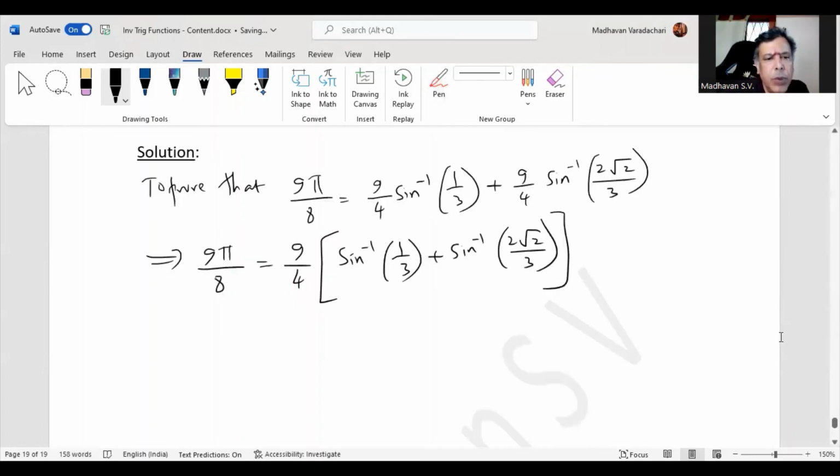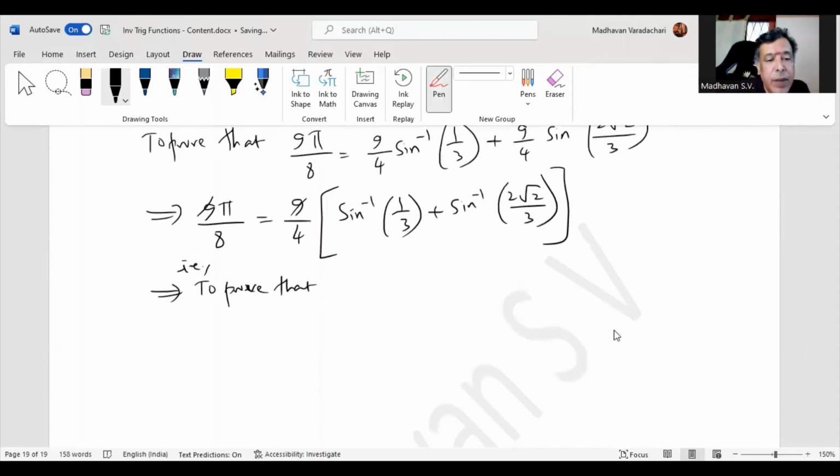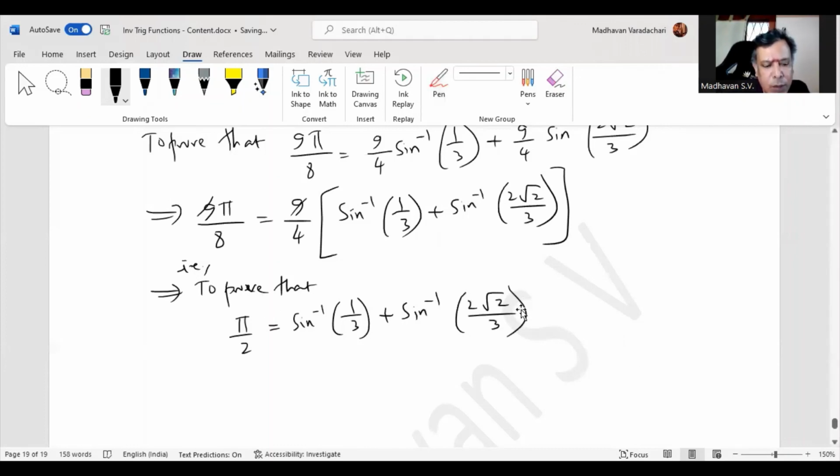Now, on both sides we can cancel 9, and if I multiply both sides by 4, I can say we have to prove that, on the left hand side I will get pi by 2, and on the right hand side you are multiplying by 4, so 4 by 4 becomes 1. So you have to simply prove that sine inverse of 1 by 3 plus sine inverse of 2 root 2 by 3 is equal to pi by 2. That is what we have to prove.